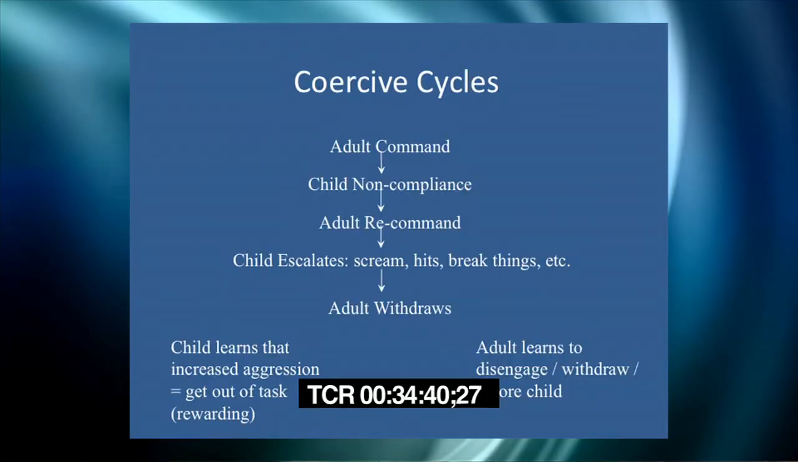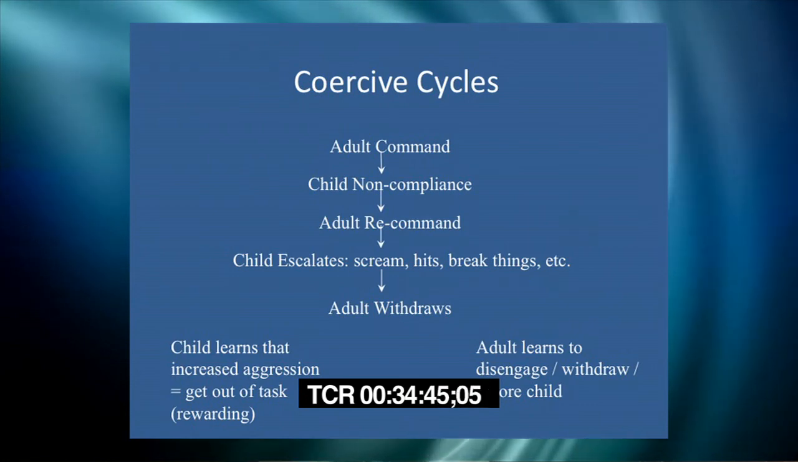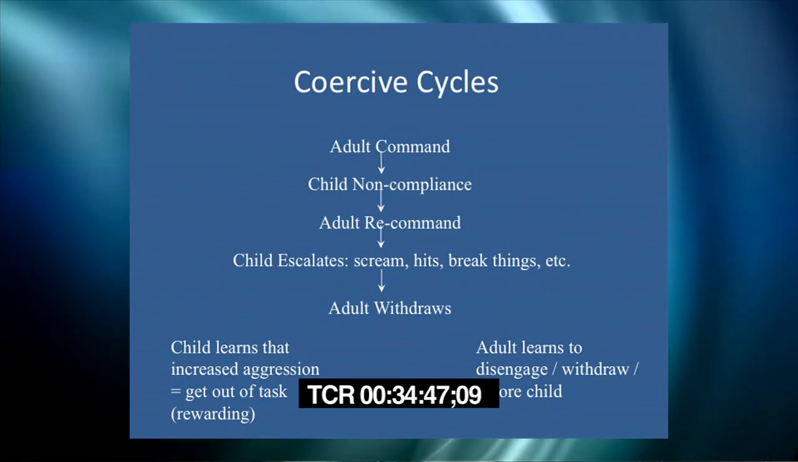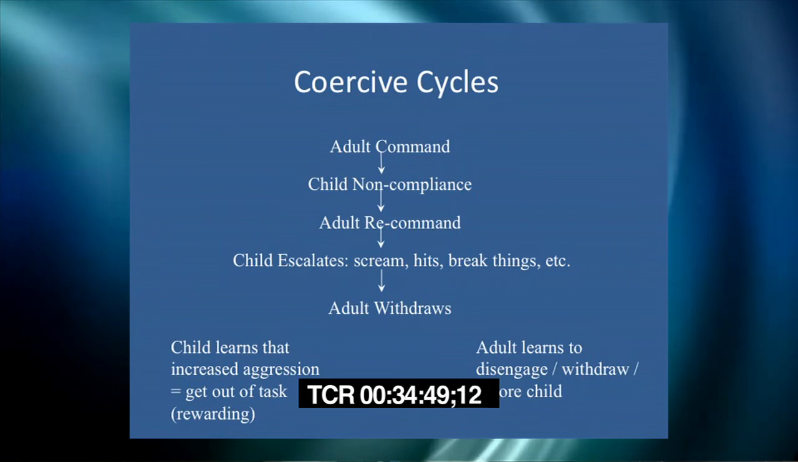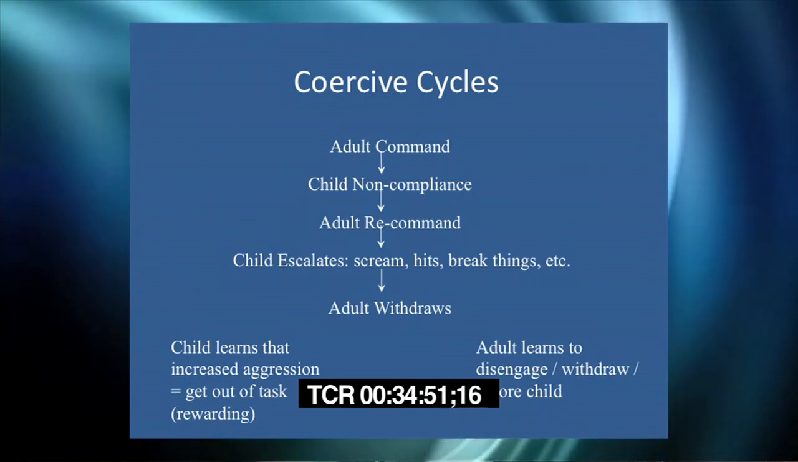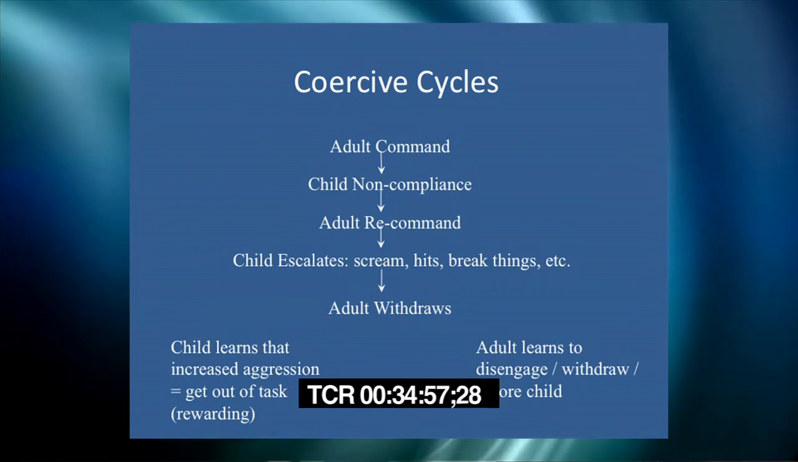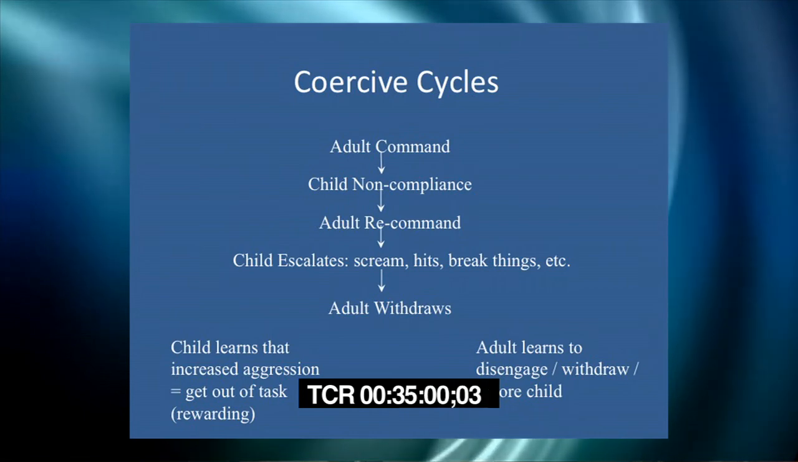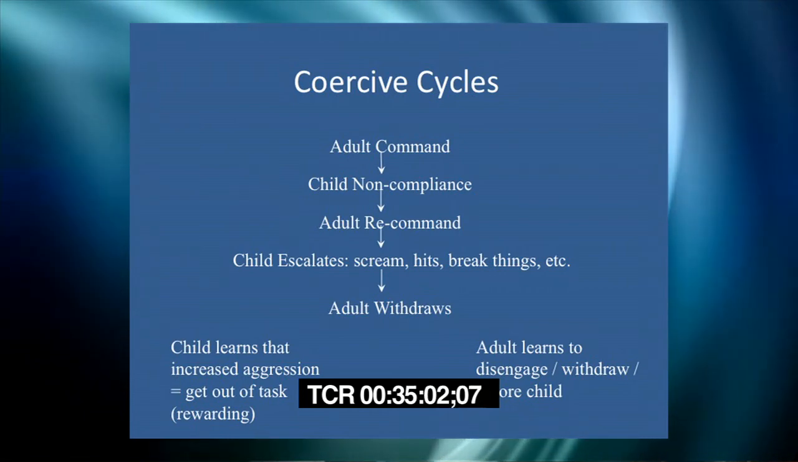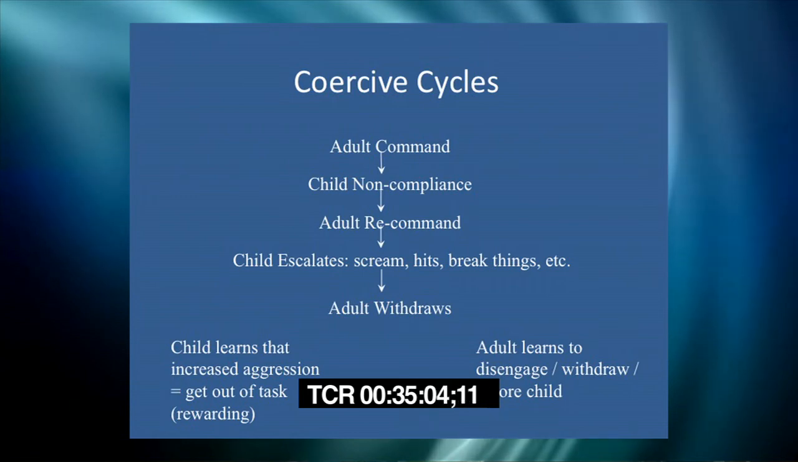Let's cover a few more just because I want to do our due justice to Patterson. In this cycle, he identified that sometimes parents can give a command. The child may be non-compliant or show a lack of compliance. The adult issues the command again. In this situation, rather than the parent escalating, the child escalates. So the child has a tantrum or breaks things or yells, but escalates their behavior somehow. And the adult withdraws.